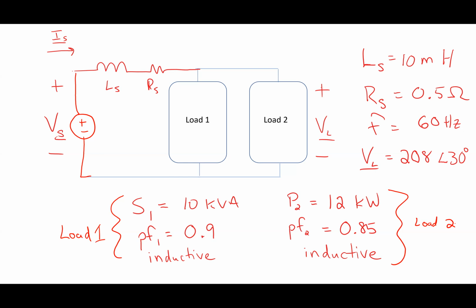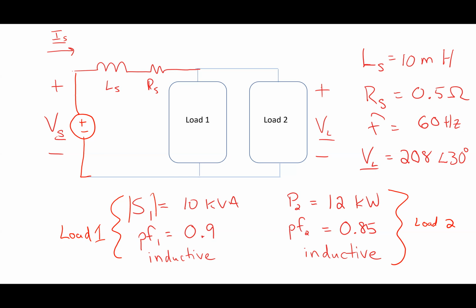So S1, I should be careful, that's the magnitude of S1: 10 kVA. What do I call that magnitude? Apparent power. And a power factor of 0.9, and I'm told that the load is inductive. Same thing for the other load. I'm told that it's inductive. How do I use the fact that I'm told that the load is inductive? What does that tell me? What's going to be between 0 and 90 degrees? The impedance angle.